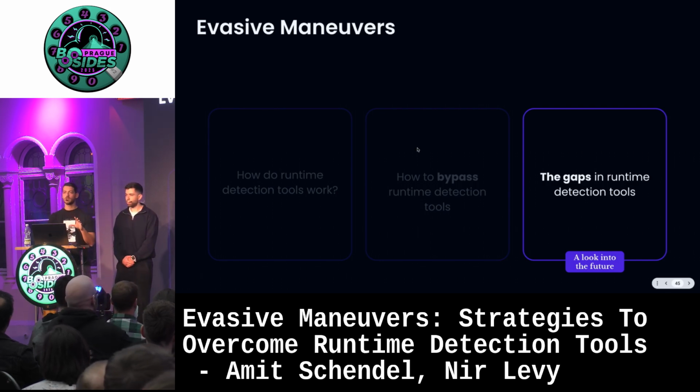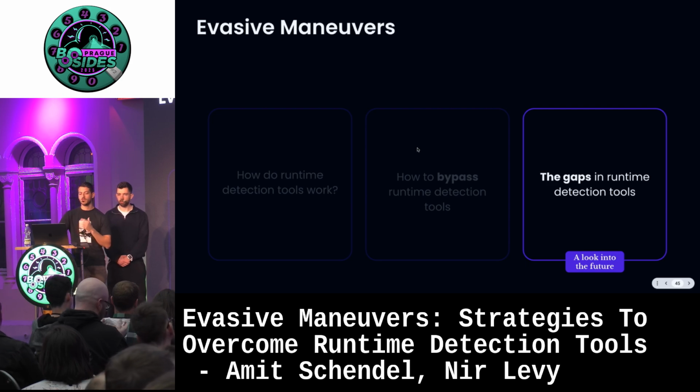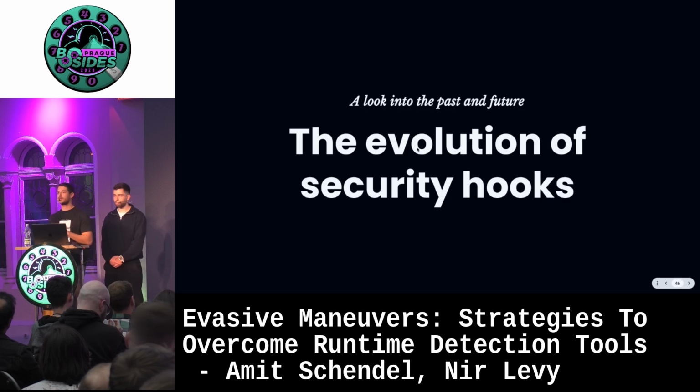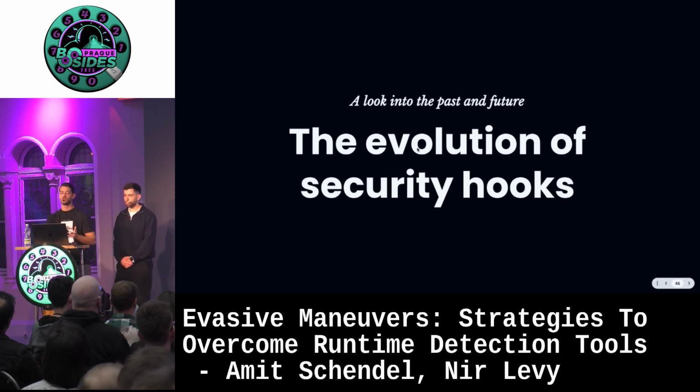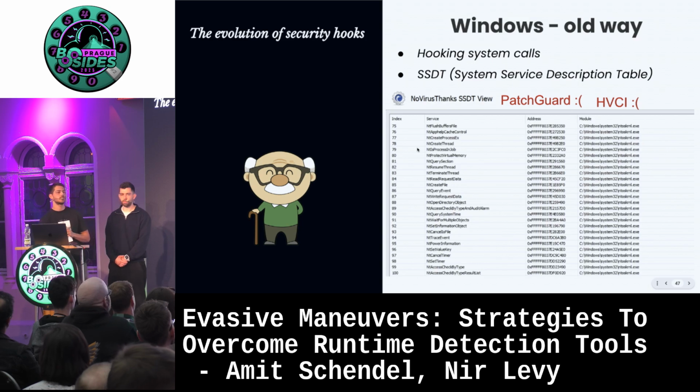We understood how runtime detection tools work. We understood the technology. We saw some very nice bypasses. Now let's talk about this gap. In order to understand the gap, we need to take a look into the past and the future of security hooks, how it all started. We actually wanted to start with Windows because we feel like Windows has some more miles when we're talking about creating an antivirus or something to detect malware.